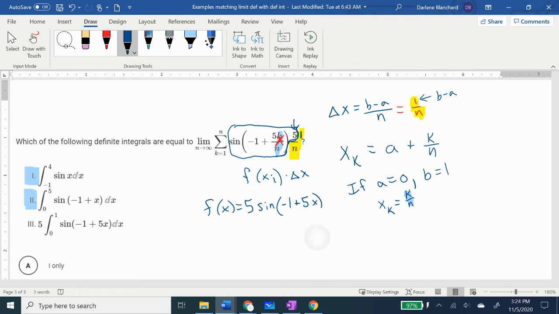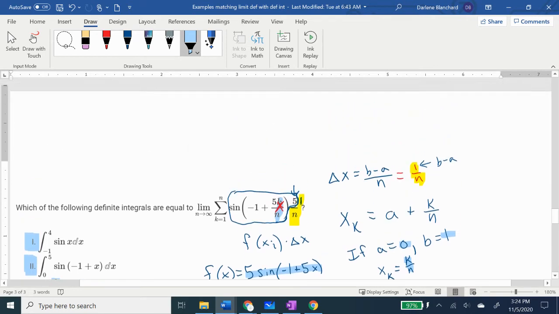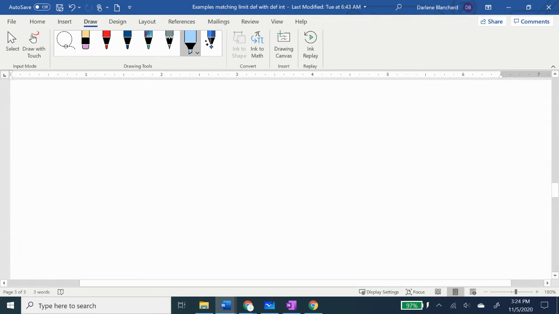So that means a definite integral that works is 5 times the sine of negative 1 plus 5x from a equals 0 to b equals 1. All three of these are possible definite integrals for that limit. Let's look at another problem.